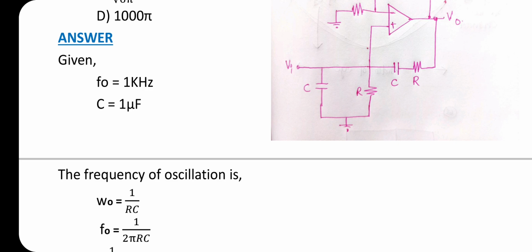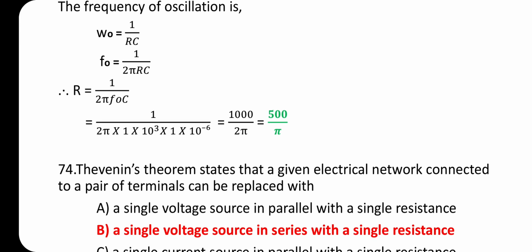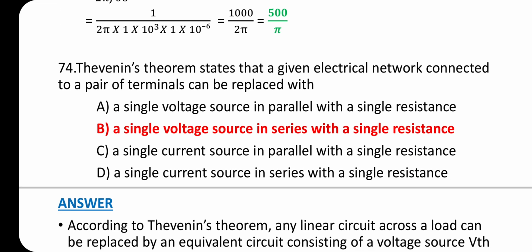Therefore, the frequency of oscillation is given by omega naught equal to 1 by RC, that is in radian, and F naught equal to 1 by 2 pi RC. Given F naught equal to 1 kHz, C equal to 1 microfarad. Therefore, we need the value of R. Rearrange the equation, we get R equal to 1 by 2 pi F naught C. Substitute the values, we get the answer of R equal to 500 by pi.